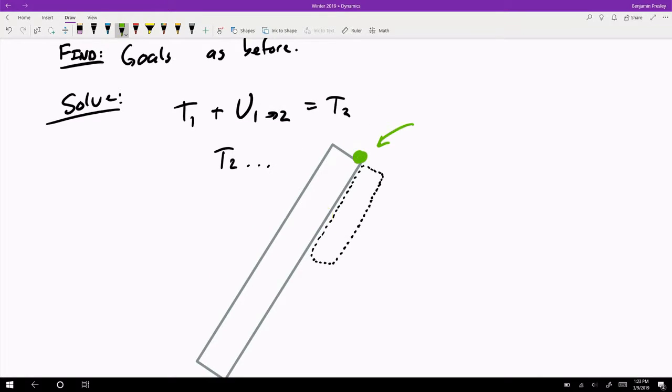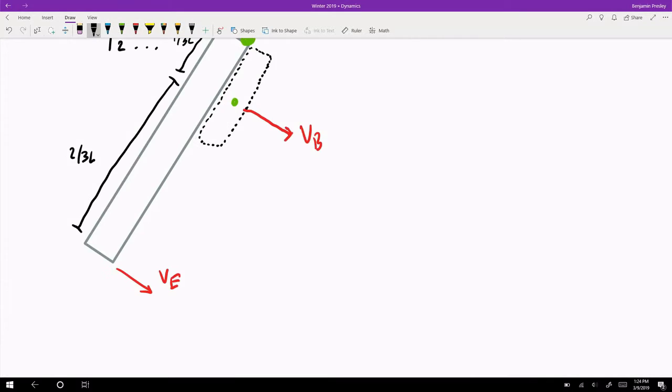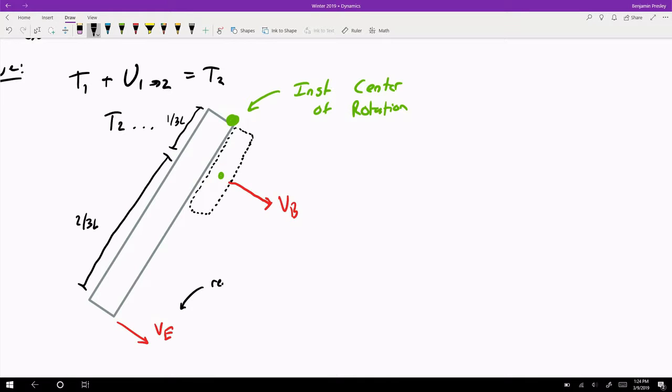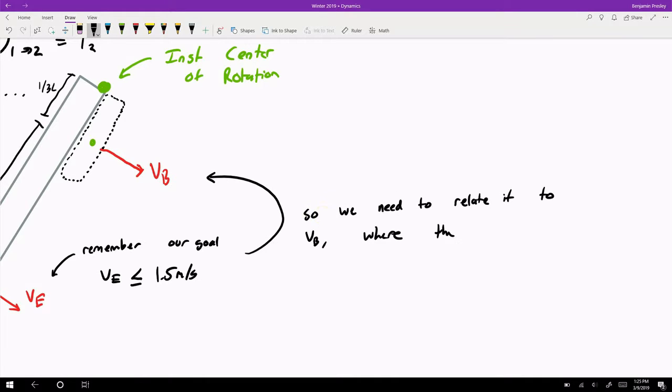And I want to label our instant center of rotation. This will be extremely crucial later. And then we have VE, which, like I just said, we hope is less than 1.5, oh, that's a typo. It's supposed to be feet per second. And then our VB is where all the forces are happening.